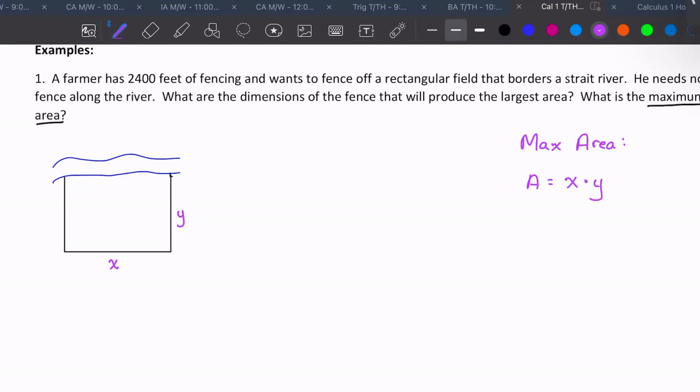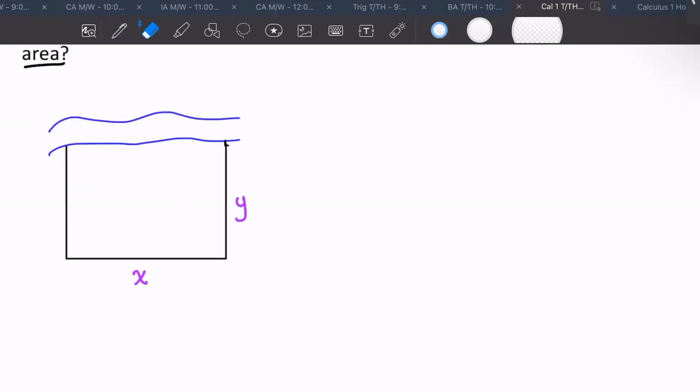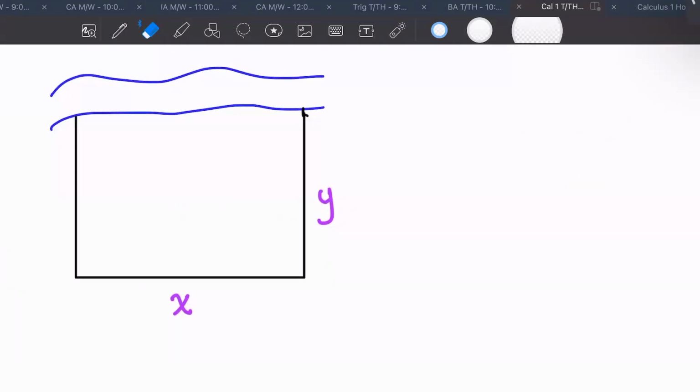Now, we need to use our other facts so that we can solve for one variable, right? We only want X's or we only want Y's. So we have to use all of our other stuff. Well, specifically for this picture, you have X along the bottom and you have Y as your length. Well, this is also Y, right?